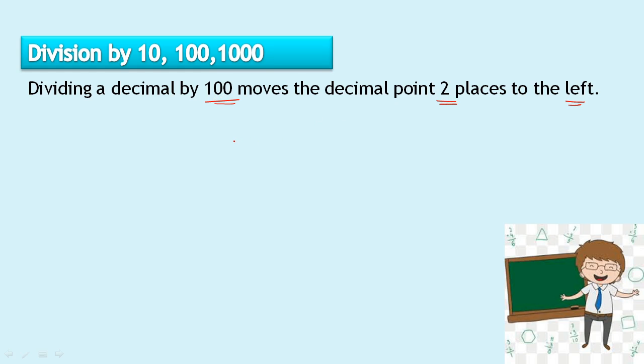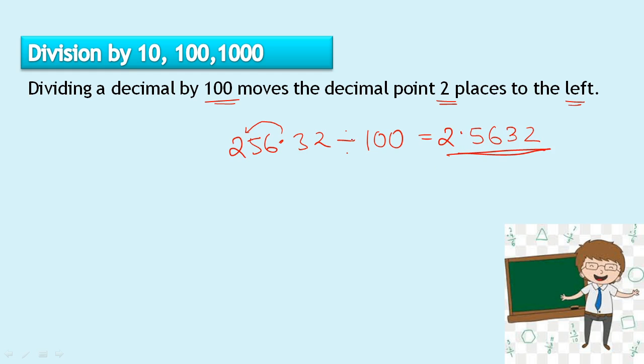So say we have this one and we are going to divide this by 100. So our answer will be: move the decimal point two places to the left. Two places means one place and two places. So between 2 and 5 we will place the point, 2.56, and the rest will remain the same. So this will be our answer. Isn't it very easy?